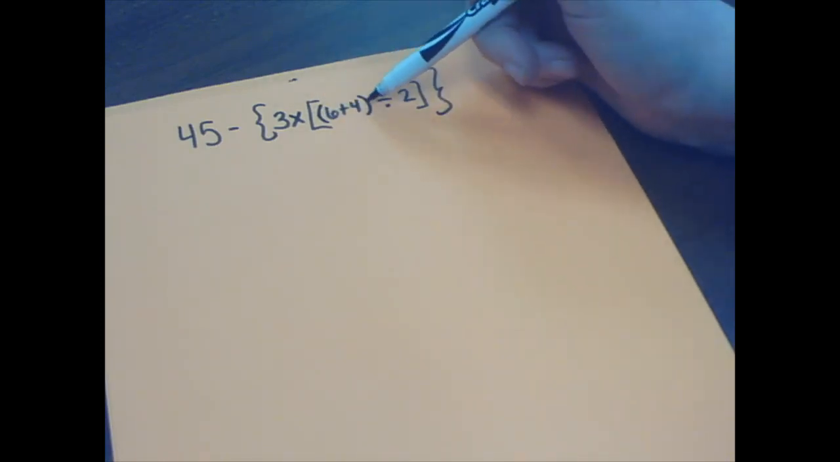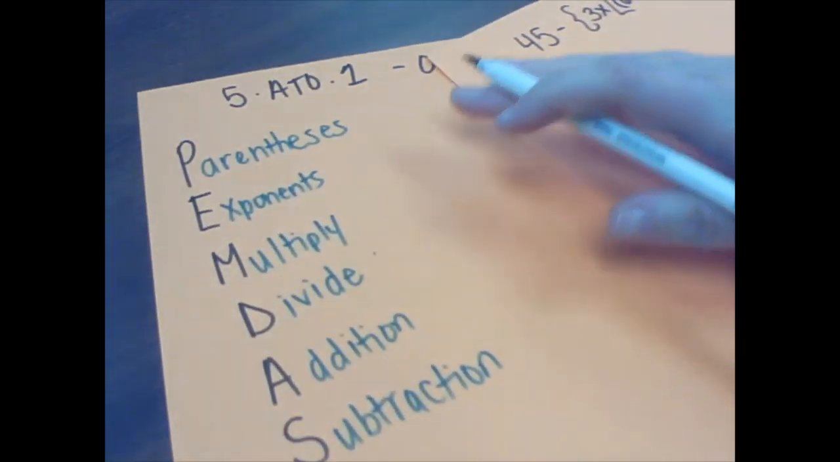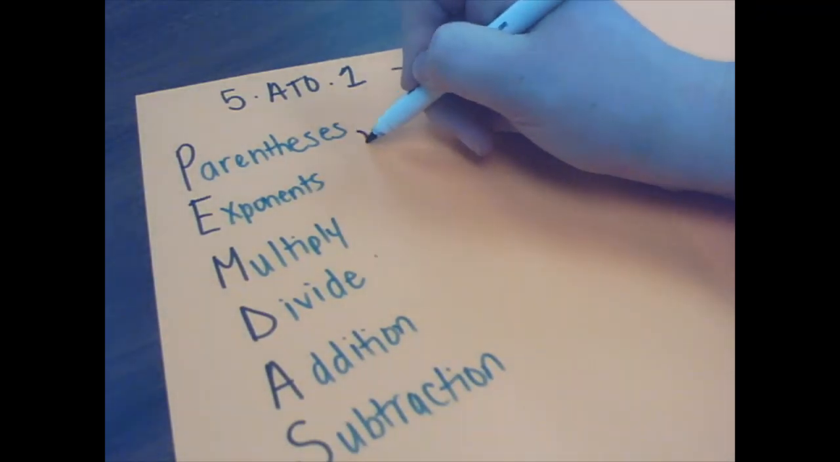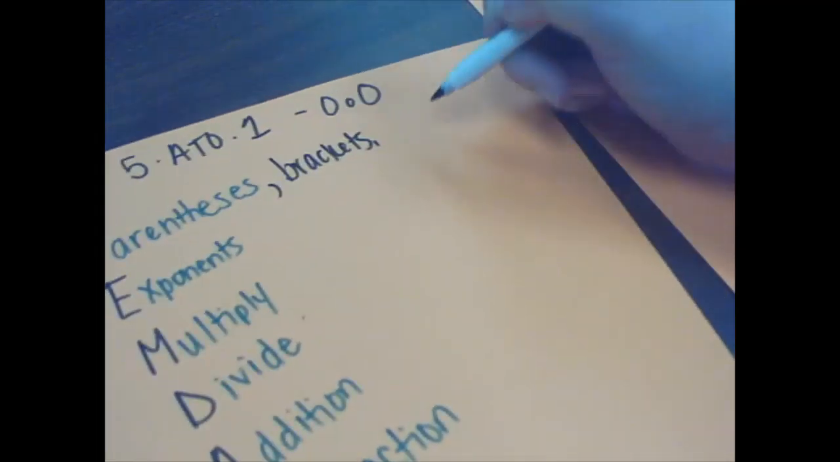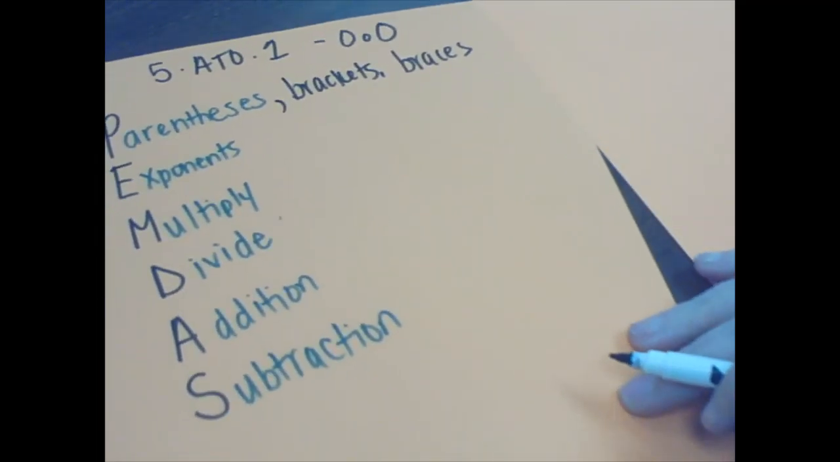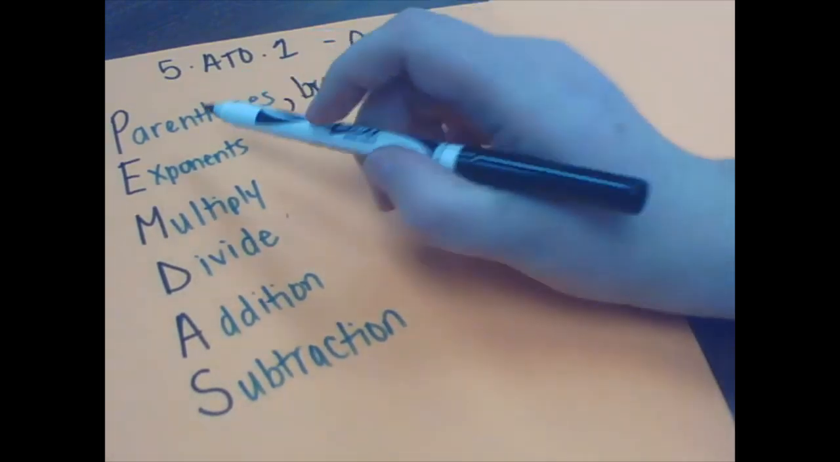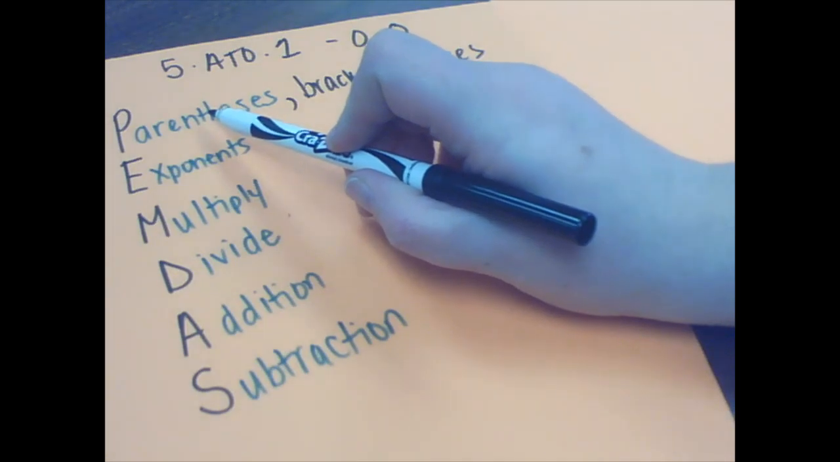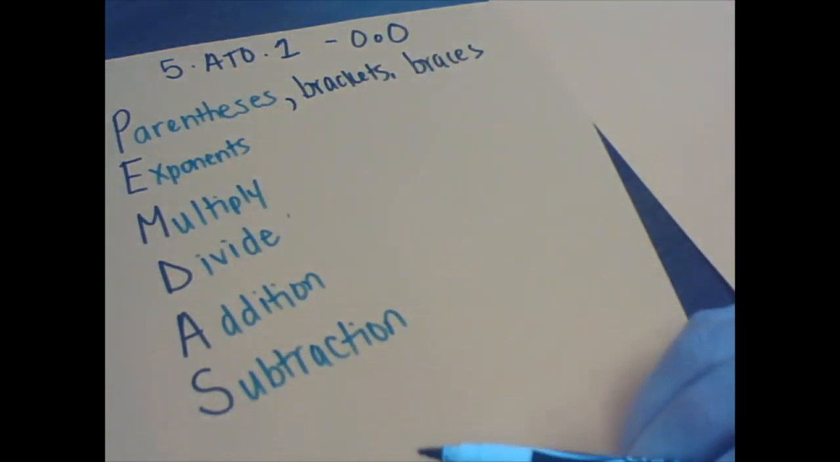So braces, brackets, parentheses. Okay. So when we think about PEMDAS, we have parentheses, and we need to add on to that. Parentheses, brackets, braces, and that's the order that we have to work now. So before, when we first started this video, we were only worried about parentheses, but now we have to move on. We have to worry about brackets and braces now, and we solve them in that order.